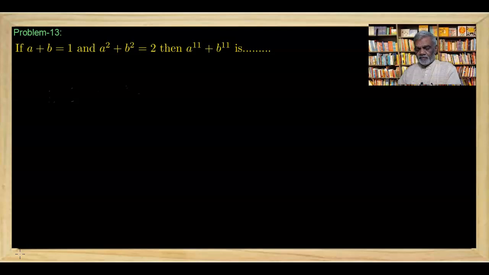Problem 13. If a plus b is equal to 1 and a square plus b square is equal to 2, then a raised to 11 plus b raised to 11 is, we have to find out the value of a raised to 11 plus b raised to 11 with the given fact a plus b is equal to 1 and a square plus b square is equal to 2.